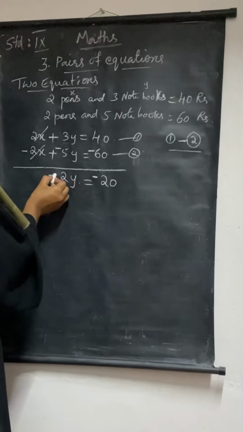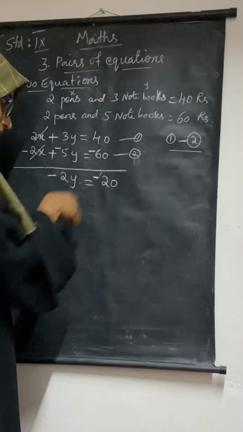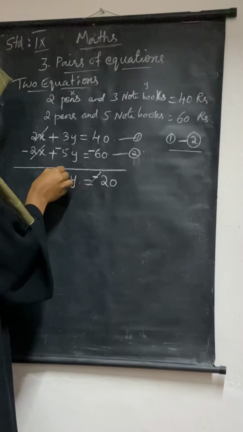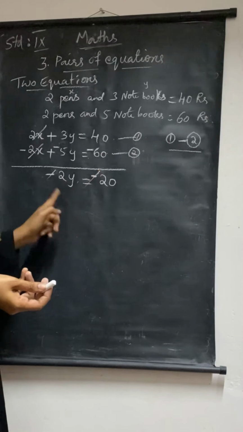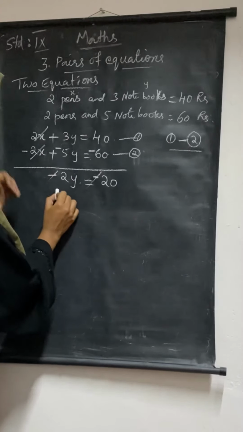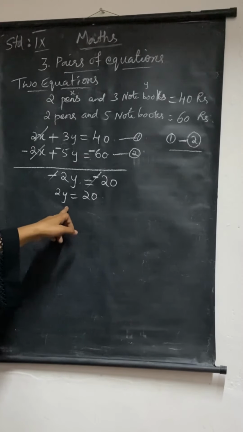So whenever you have negative on this side, you can just cancel it. Like this you can cancel. After division also it gets cancelled. Now also it can get cancelled. So it becomes a positive number. So I can write 2y is equal to 20. Now I can get the y value here.